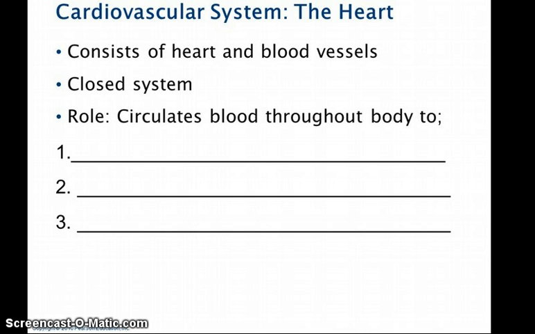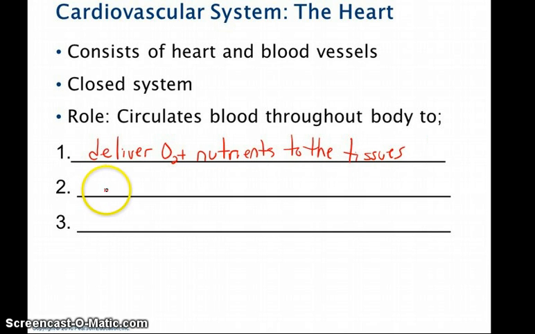The purpose of the cardiovascular system is to circulate blood throughout the body to, one, deliver oxygen and nutrients to the tissues, two, remove carbon dioxide and wastes from the blood, and three, deliver hormones to target cells.